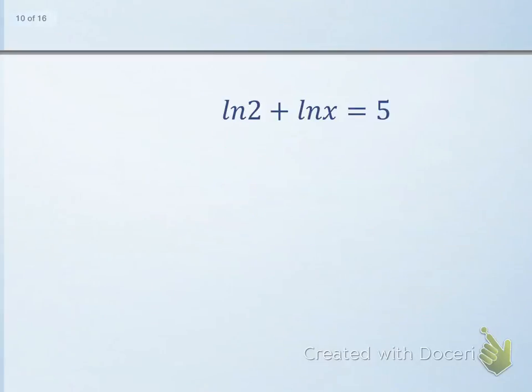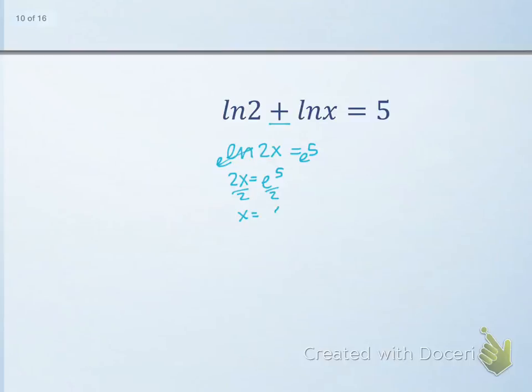Okay, this one it looks like we need to condense it first. So this plus sign means we are multiplying, so 2 times x. Once I condense it, I can then try to start moving away the natural log. So I'm going to take the e to both sides, the exponential, so it cancels on my left side. I got e to the 5th. I need to divide by 2.